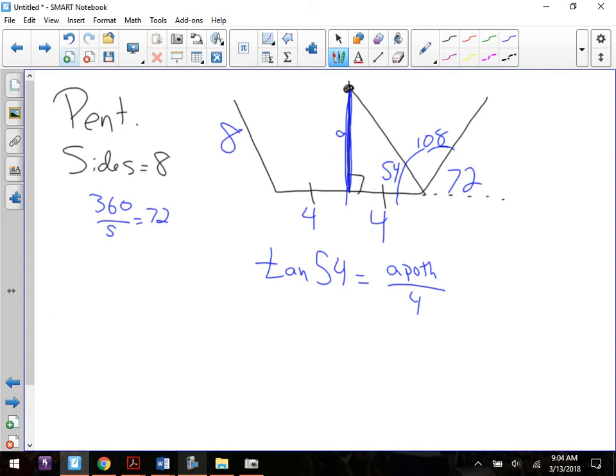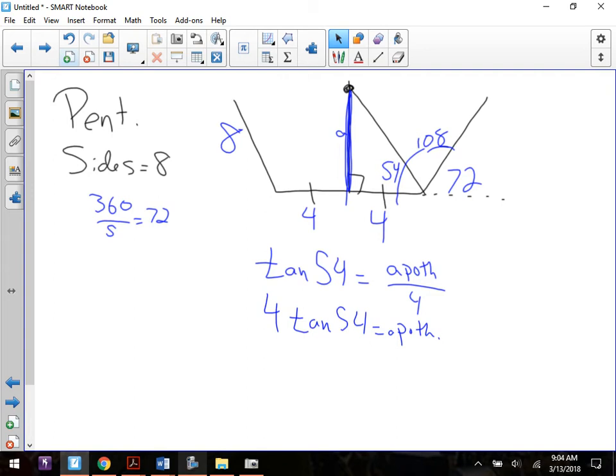I'm just using that 4. Okay? Which means when I have to solve for my unknown that's in the numerator, what do I have to do with the denominator? How do I move that 4? Multiply it over. So I get this value of 4 times the tangent of 54 is my apothem.